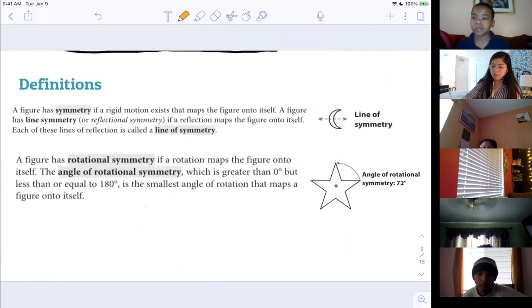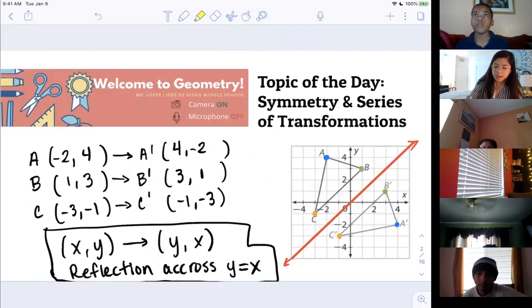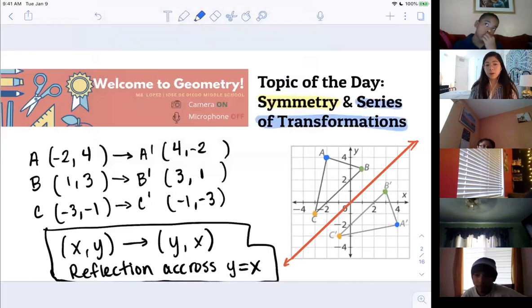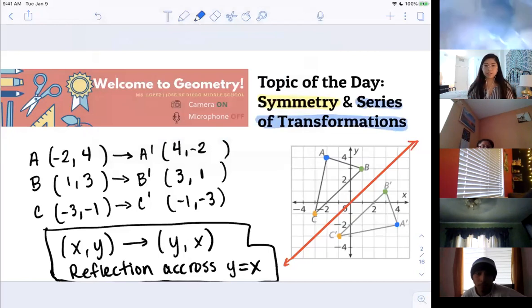So today, let me go back. Today's topic of the day, we're already done. We've learned all the 3 transformations we need to know: reflections, rotations, and translations. So today we're going to look at the concept of symmetry, and then also we're going to look at series of transformations. So basically, series of transformations is when you put everything together. So you're going to see different questions today where they do a translation and a rotation and a reflection, and maybe even all 3 in one.